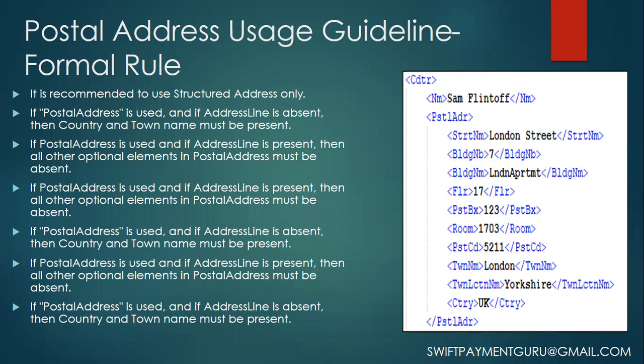There are certain rules which a bank needs to adhere to in order for the cross-border payment network to accept or acknowledge it, or else it will NAK it. As you can see on the right-hand side, this is a typical snippet of a creditor in a structured way of capturing the postal addresses.